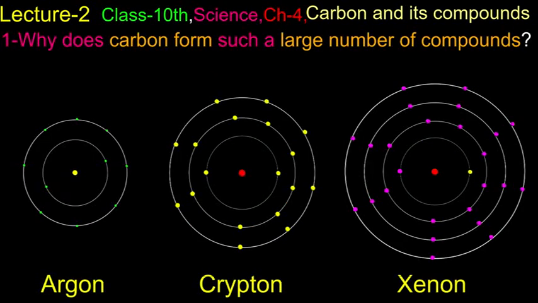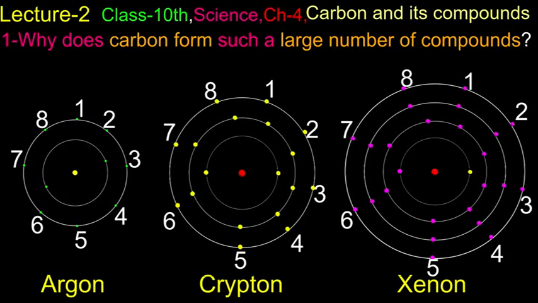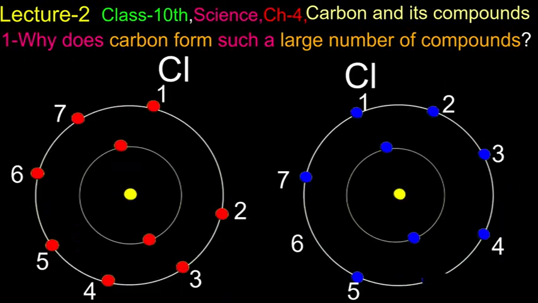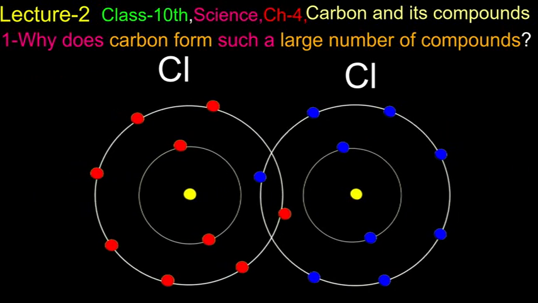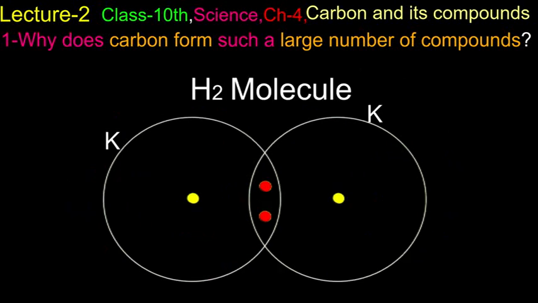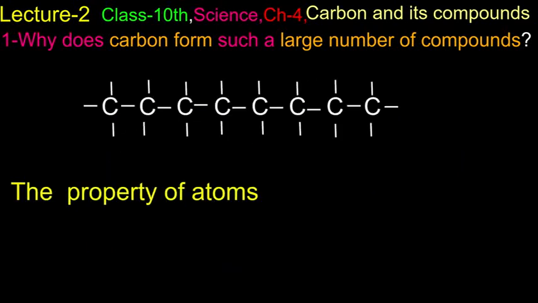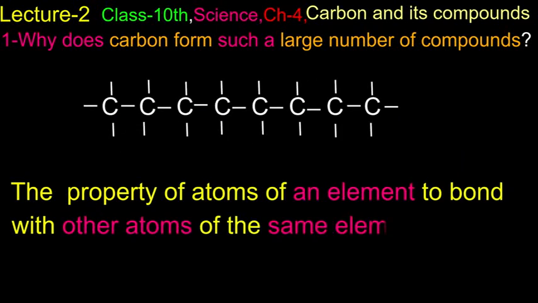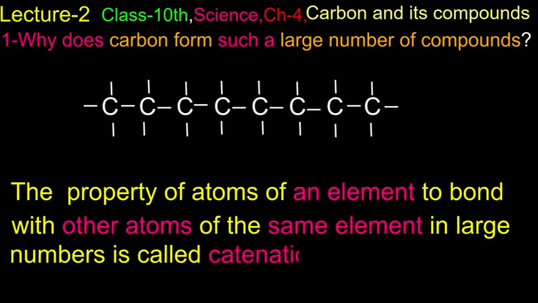You studied that the elements having 8 electrons in the outermost cell of their atoms are all noble gases, and those are very little reactive. Other atoms that have more than one cell react to complete the octet. Hydrogen has only one cell. First cell cannot accommodate more than 2 electrons. On getting 1 electron, hydrogen atom gets stabilized. The property of atoms of an element to bond with atoms of the same element in large numbers is called catenation.